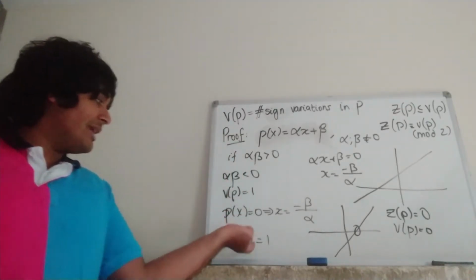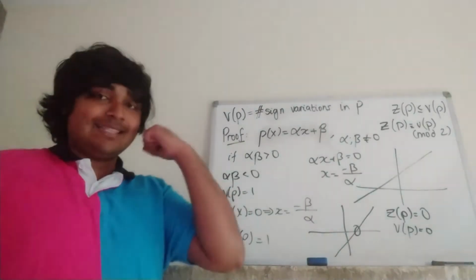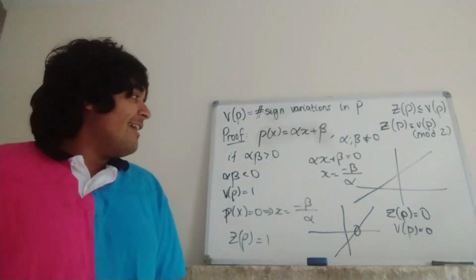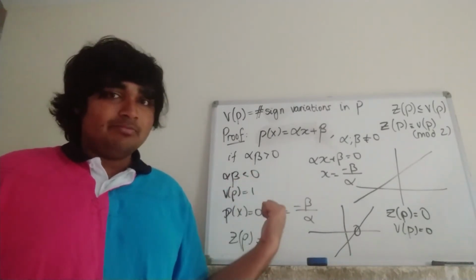So again, we get equality in the first case. Z of P is less than or equal to V of P because 1 is less than or equal to 1, and they're also the same mod 2. Okay, so that proves the base case. Let me clean up the whiteboard and we'll carry on.